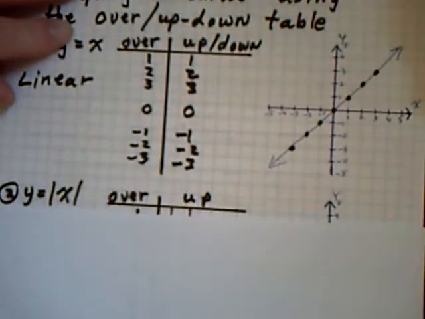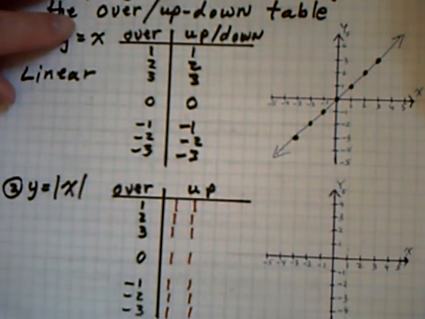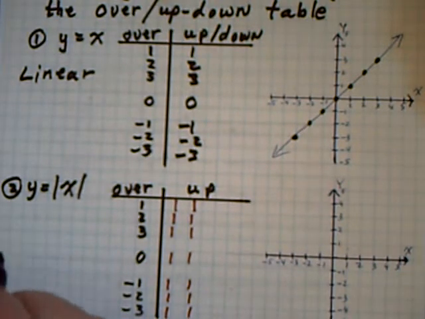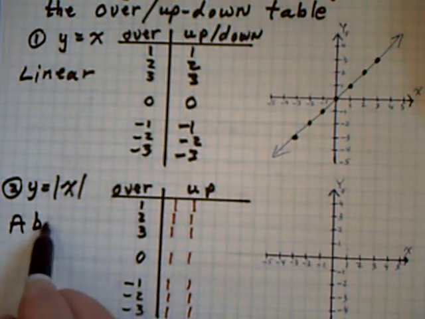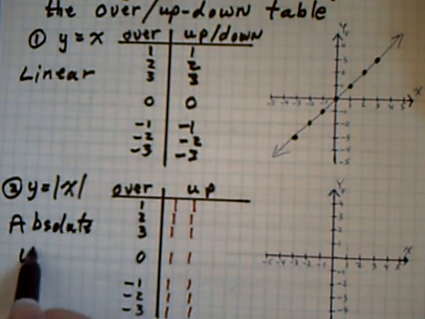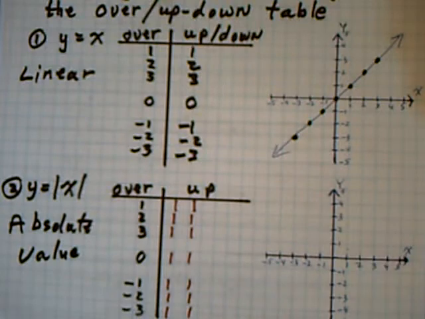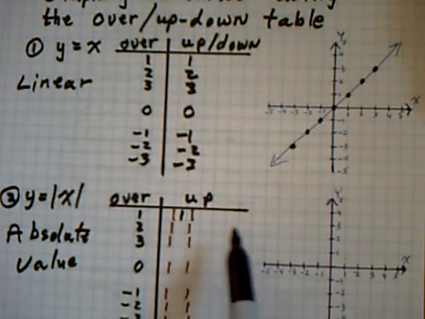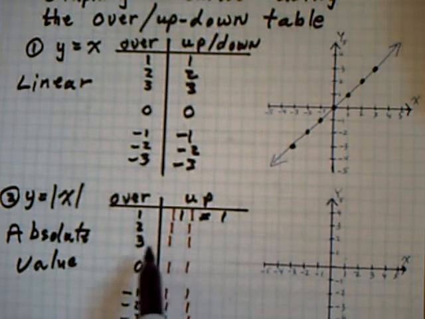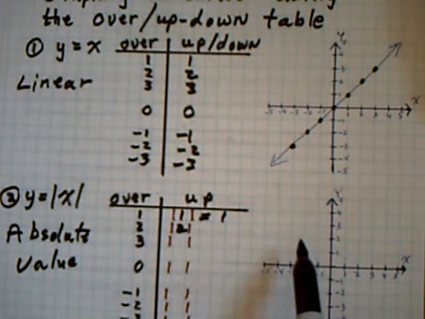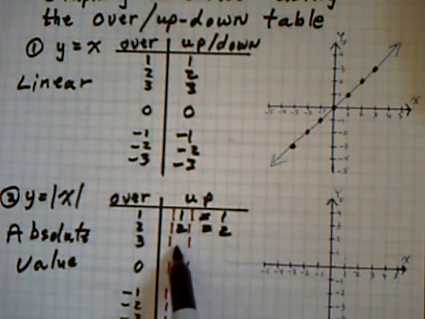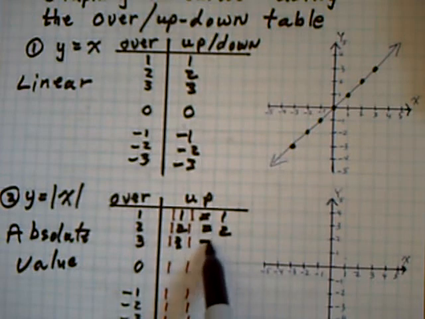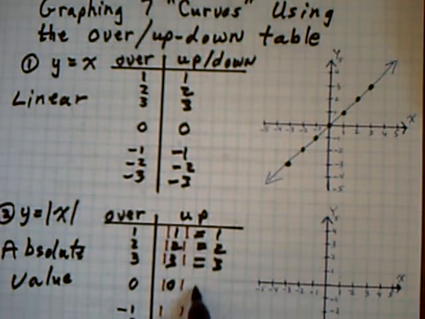Now the next curve we're going to look at is we're going to bring in the absolute value sign. So this is called absolute value. What it does is make everything positive. So if I go to the right 1, I'm going to go up the absolute value of 1, which equals 1. If I go to the right 2, I'll go up the absolute value of 2, which equals 2. If I go over 3, I'll go up the absolute value of 3, which equals 3. If I go over 0, I'm going to go up the absolute value of 0, which equals 0.